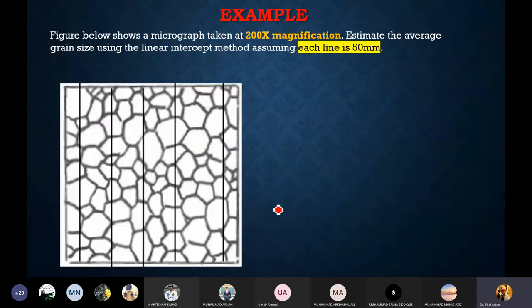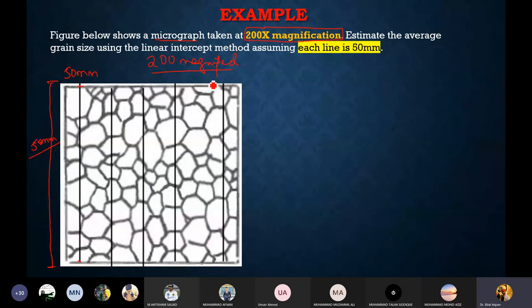Let's say we have this micrograph available to us. This micrograph was taken at a magnification of 200x, so what you are looking at is 200 times magnified. Estimate the average grain size using the linear intercept method, assuming each line is 50 mm. So at 200x magnification, this appears to be 50 mm. The line length that you see from here to here is essentially 50 millimeters.